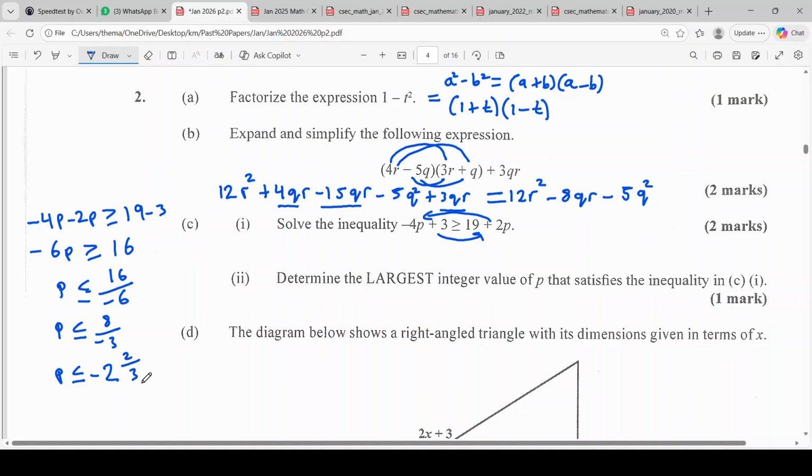Yeah, that Justin? Yeah? Right, so, right, is that decimal? 2.67.